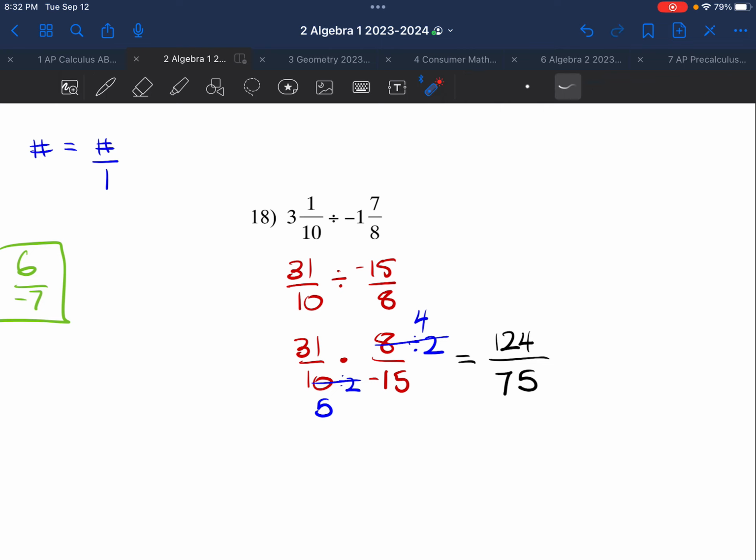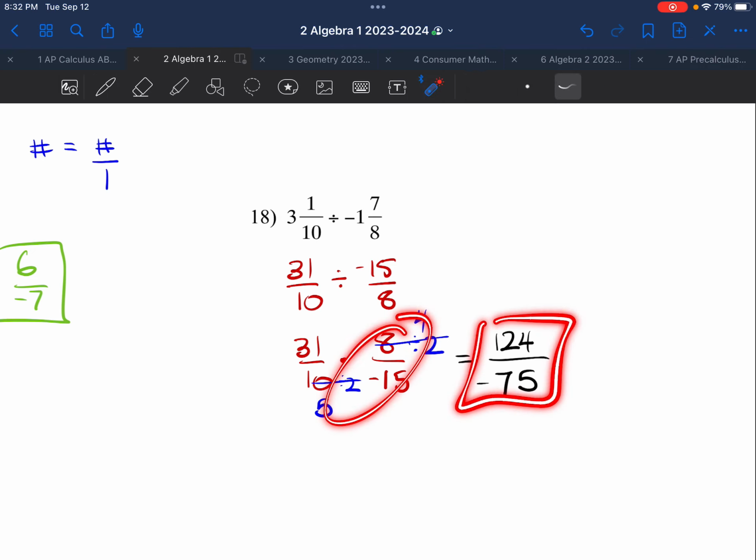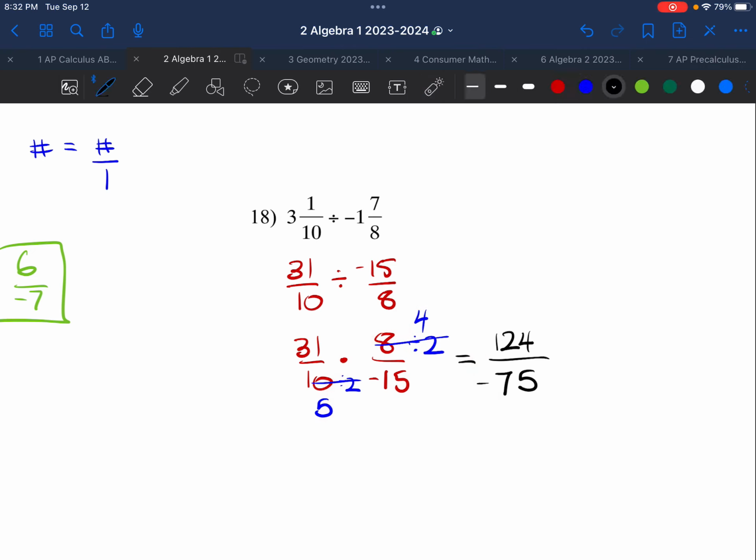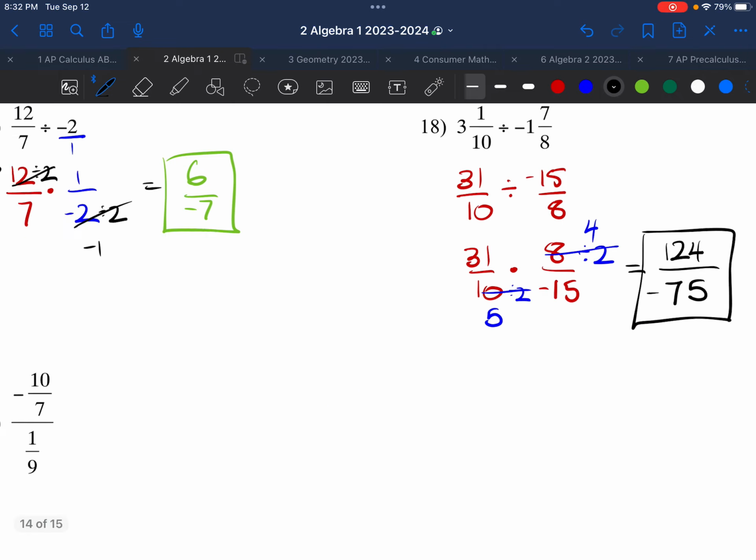And don't forget that we did a positive times a negative, and that's going to be a negative. And because we did all of our reducing over here, I don't have to worry about, are there any common factors between 124 and 75? No, we already did it. And there it is, negative 124 over 75.